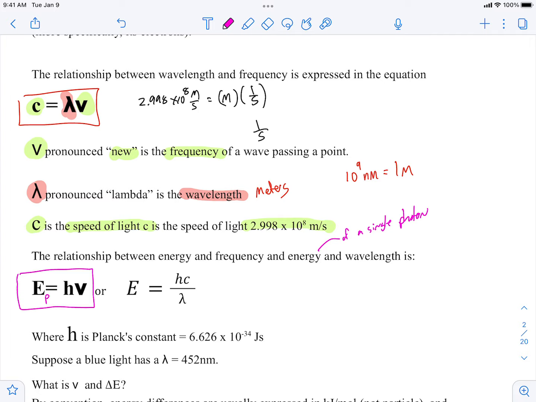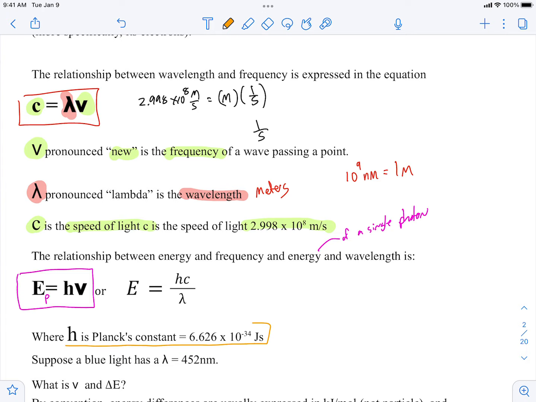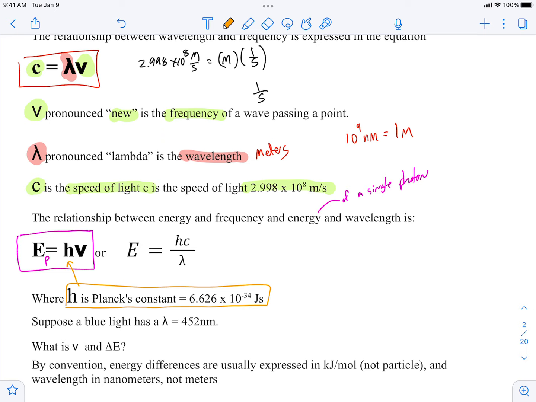How do we find the energy of the photon? Well, you're going to use the frequency, but you're also going to use a new constant, which is called Planck's constant. Planck's constant is a way of quantifying the amount of energy carried by a singular photon. So as long as you know the frequency, just multiply it by Planck's constant, and you will have the energy of the photon. Both of these equations are on the AP formula sheet.